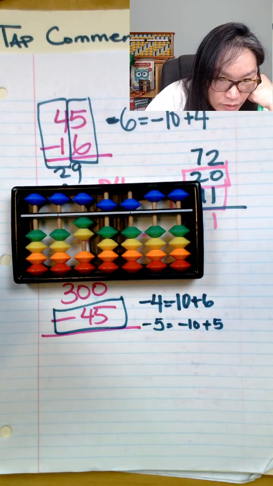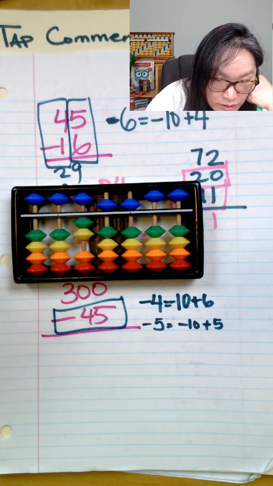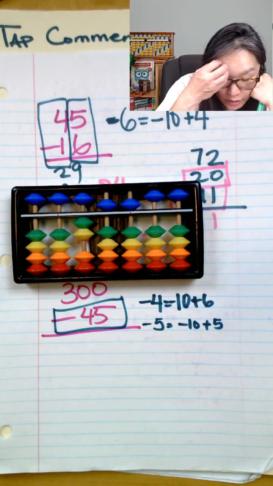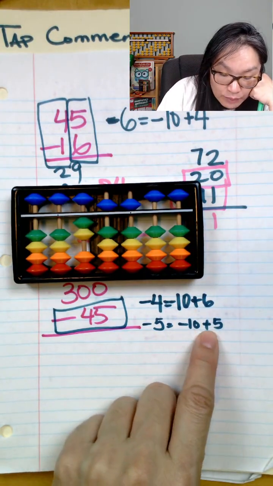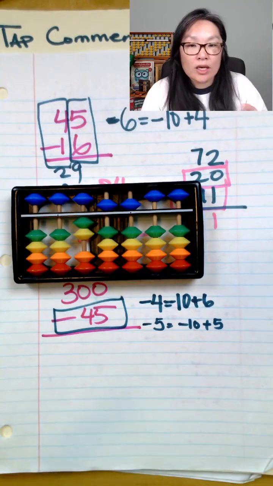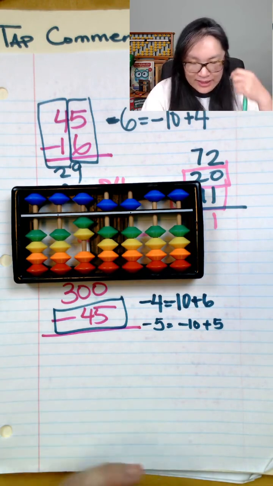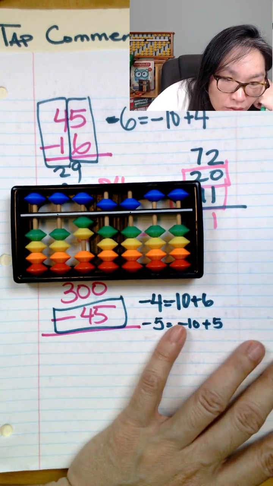Wait, it was written wrong. That's okay. No. You're on the right track. I mean, you got the gist of it, right? So it's minus the 10 plus the 5, right? Because we always talk about adding. I never really go into minusing because I think minusing is kind of difficult.